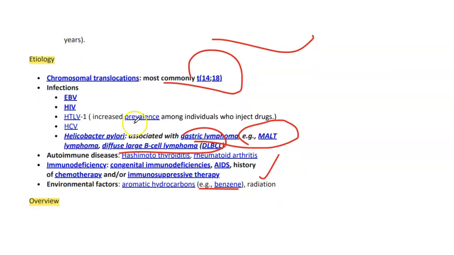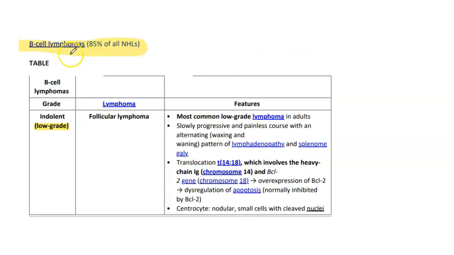Then we have an overview of the different types of lymphomas. So we have B cell lymphoma and T cell lymphoma. B cell lymphomas are about 85% of non-Hodgkin lymphomas. In B cell we have low grade and high grade. In low grade we have follicular lymphoma, which is the most common low grade lymphoma in adults.